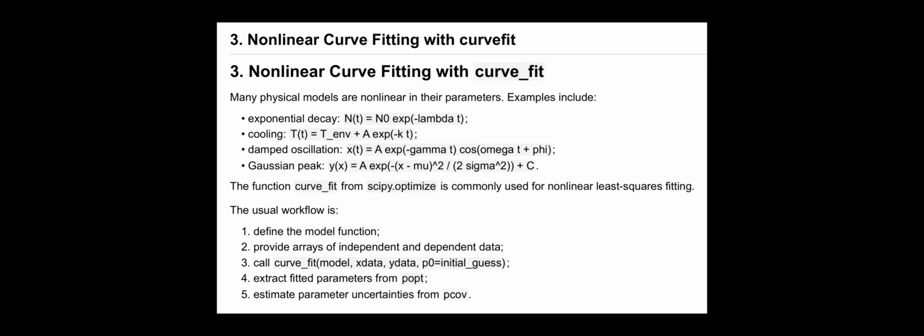Most physics laws are not just straight lines. Whether it is radioactive decay, cooling objects, or damped oscillations, these models are nonlinear. The standard workflow in Python involves defining your model as a function, providing your data arrays, and then calling curve_fit with an initial guess to find the optimal parameters and their uncertainties.